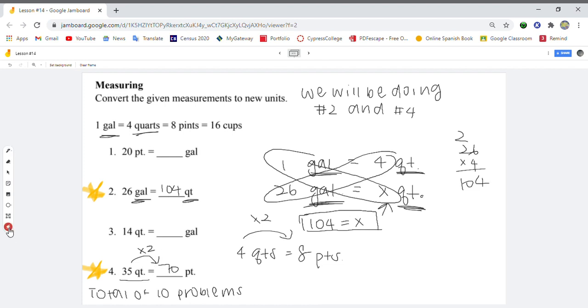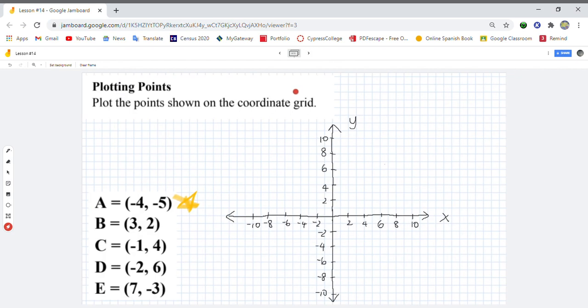These are just two methods that I want to show you guys. So the rest is pretty much the same using these units. The third section is plotting points. Plot the points shown on the coordinate grid.